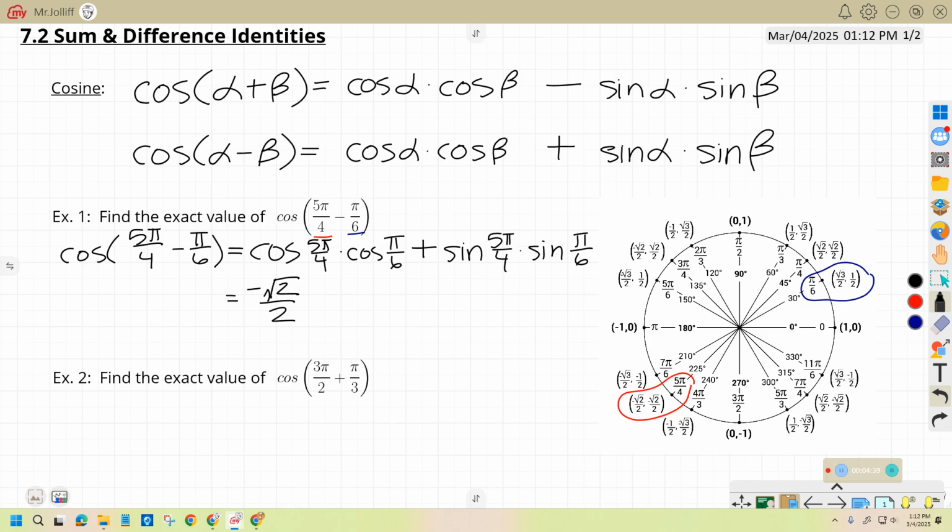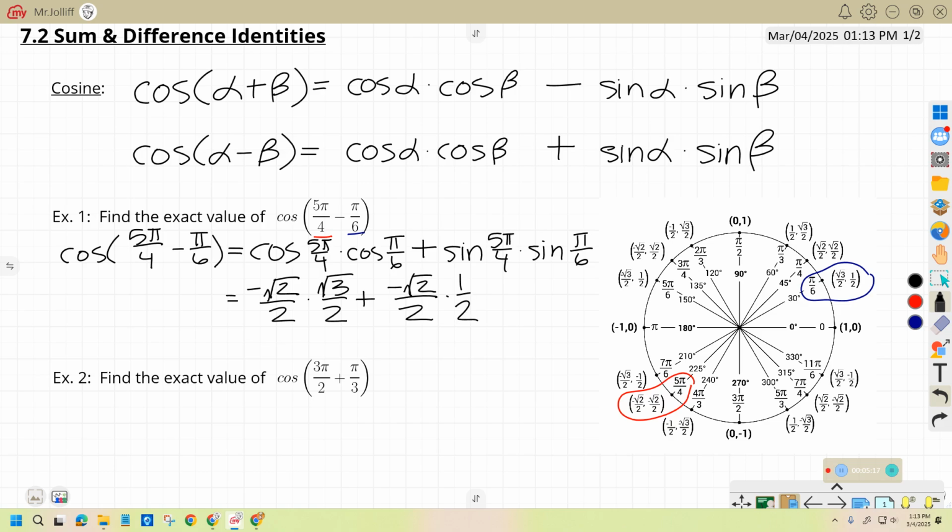Perfect. Times, because we're pulling off the x-coordinates, right? Cosine is the x-coordinates. I need the x-coordinate for pi over 6. Is root 3 over 2, yeah. Good. And then plus. And then the sines are the y-coordinates. The y-coordinate at 5 pi over 4 is negative root 2 over 2. Good. And the y-coordinate at pi over 6 is 1/2.